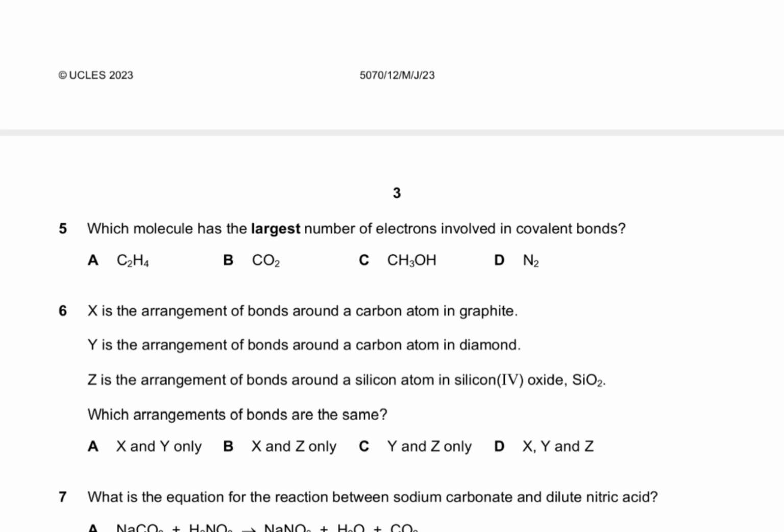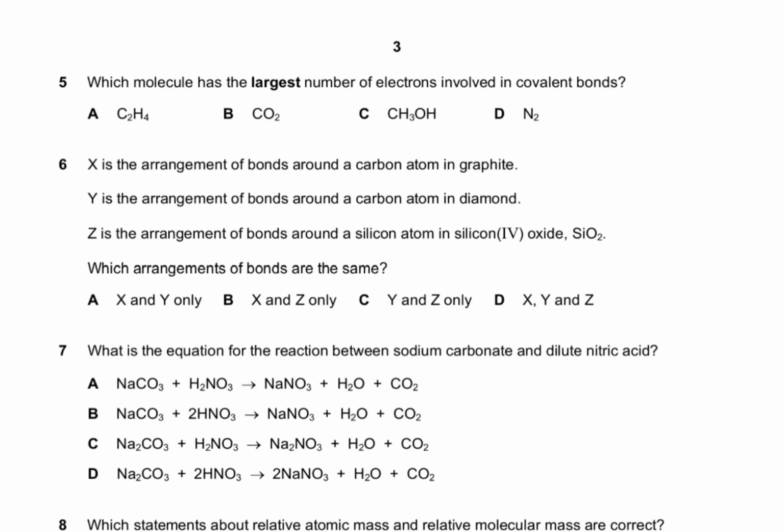X is the arrangement of bonds around carbon in graphite. Y is the diamond arrangement. And Z is the silicon oxide arrangement. Which arrangements of bonds are the same? Obviously graphite is a very different one. It has hexagonal arrangements in horizontal layers. So diamond and silicon oxide are very close, so Y and Z. So option C is the correct one.